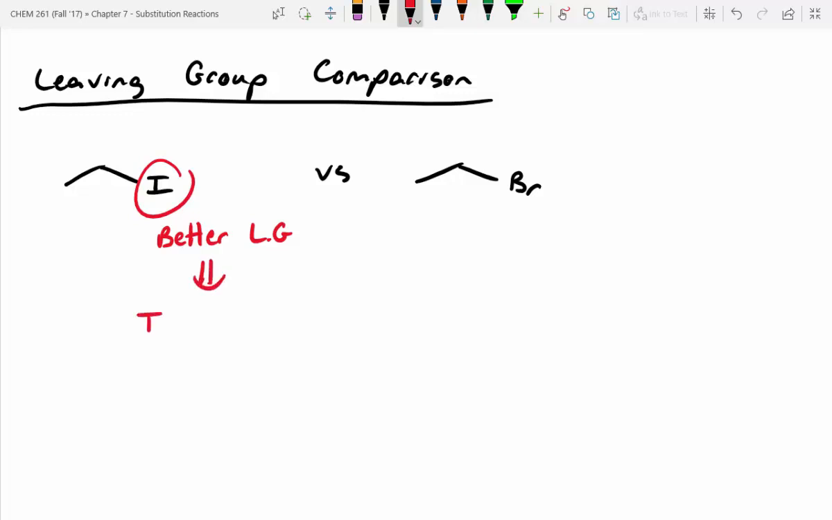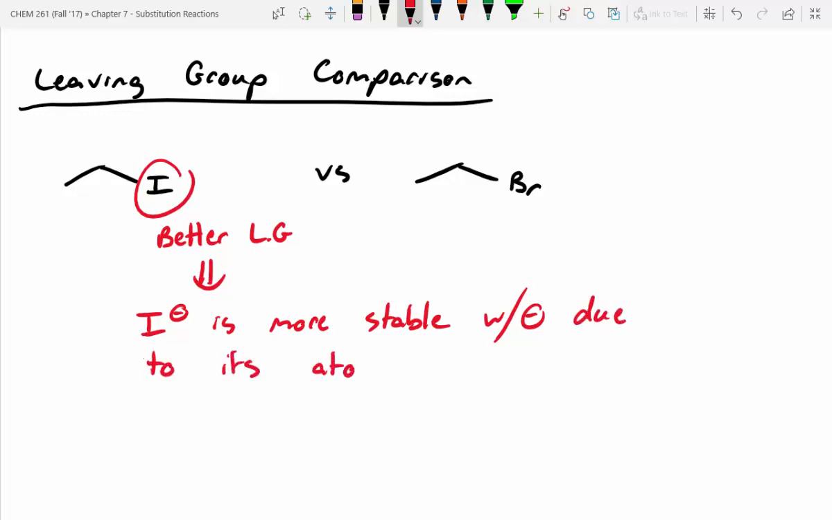And that is because I minus is more stable with a negative charge due to its atomic size. Makes sense, right? So if we go down the CARDIO rules, we know each of the leaving groups will be negative, so it's tied. Then we look at the atom. In this case, iodine is larger. That means it's more stable with the negative charge. So it's the same thing that we did in acid-base chemistry. All right, let's try another one.